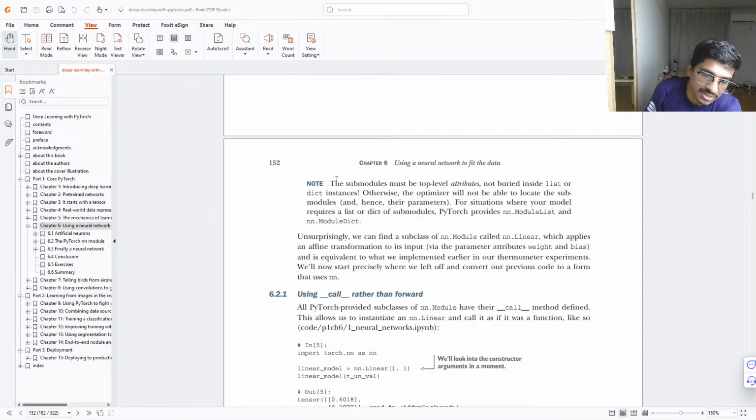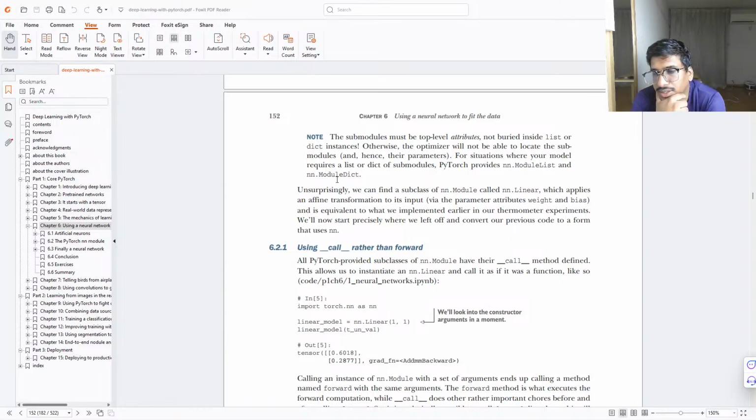So unsurprisingly, we can find a subclass of nn.Module called nn.Linear, which applies an affine transformation to the input via the parameter attributes weight and bias, and it's equivalent to what we implemented earlier in the thermometer experiment.